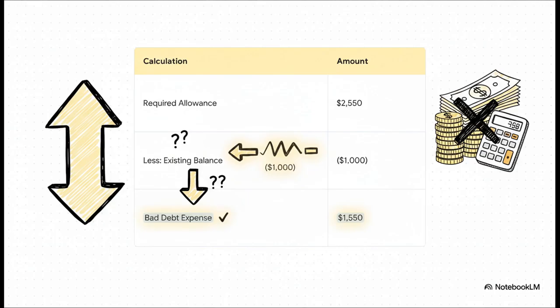We take the target of $2,550, we subtract the existing balance of $1,000, and that gives us the expense for this period, $1,550. This is the number one mistake students make on exams. They correctly calculate the required allowance of $2,550, and then they incorrectly call that the expense. Remember, the expense is the adjustment you need to make to reach the target balance.